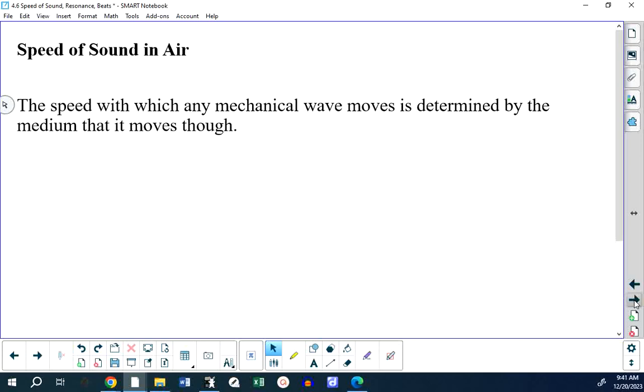To begin with, we learned yesterday that the speed with which any mechanical wave can go through a substance depends on the substance. And to simplify this explanation a little bit from yesterday, I think it makes sense that if a substance is thicker or thinner, the speed with which the energy can move through the substance changes. With sound waves, it's a little bit more complicated than just talking about the density of the air that the sound is moving through.